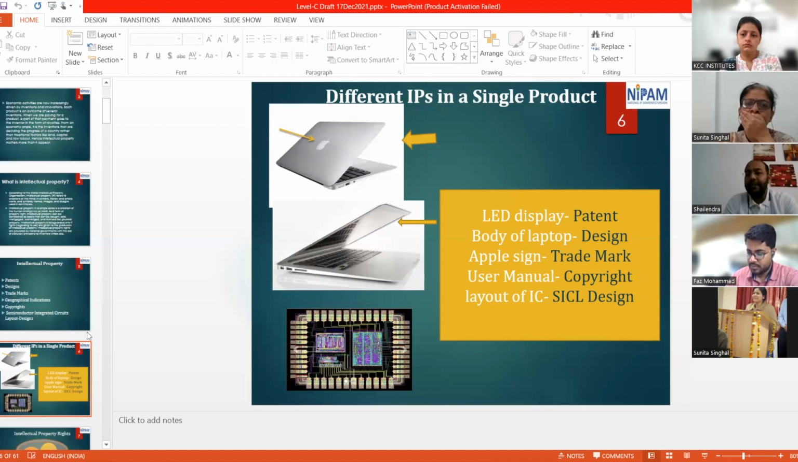first identify each and every IP and register them, so that in future, if anybody tries to copy it, you can file an infringement case against them. That is a very important aspect for us to understand.